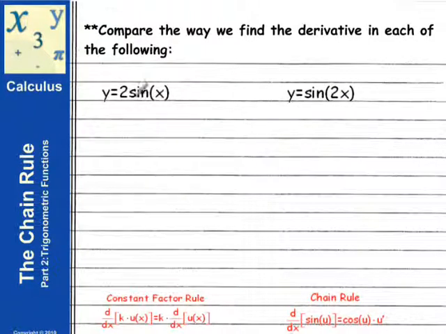Now in the first example, we use the constant factor rule. And remember that from a while back, that when we have the derivative of a constant times a function, that's our 2 times our function sine x, then to find that derivative, we simply say the constant times the derivative of the function. So in this case, when we're trying to find the derivative of y with respect to x, it will simply be the constant 2 times whatever the derivative of the sine of x is.